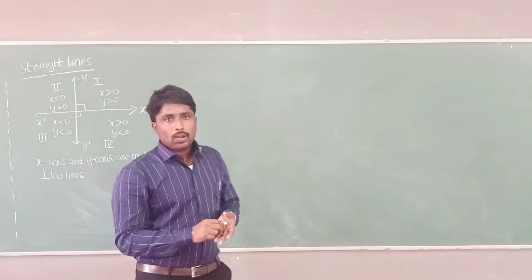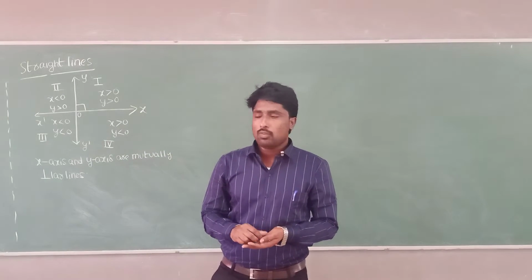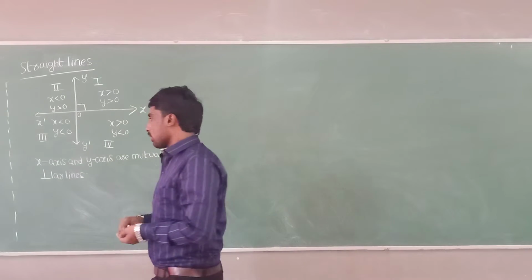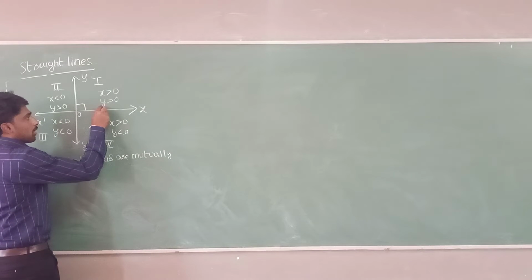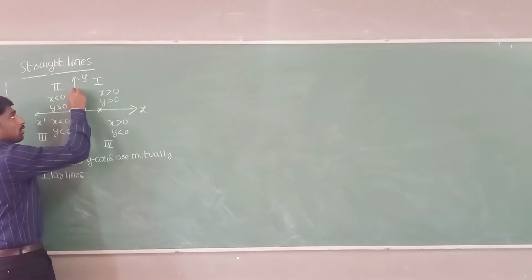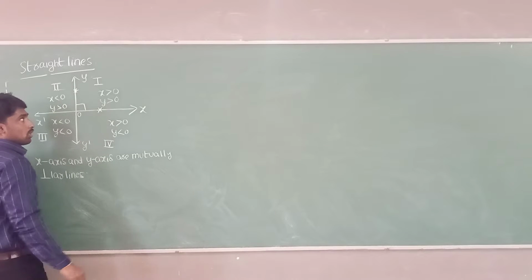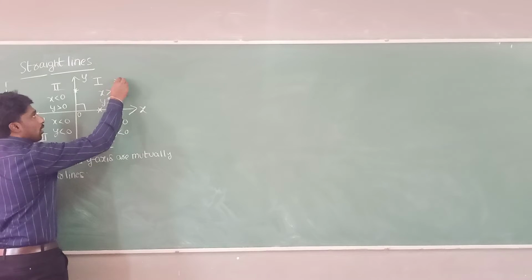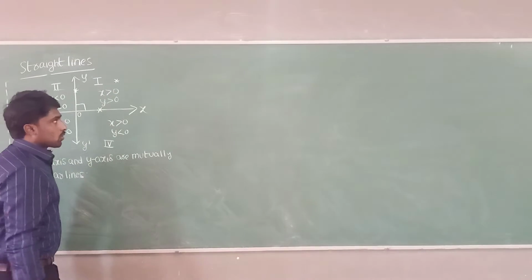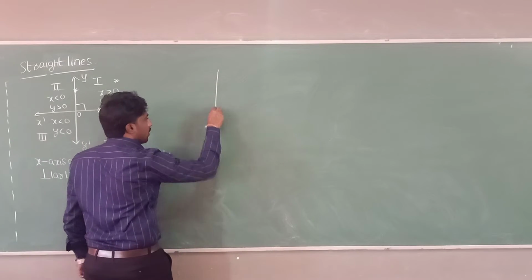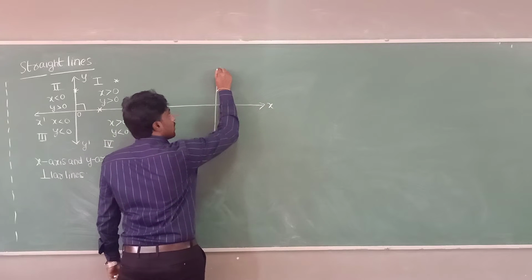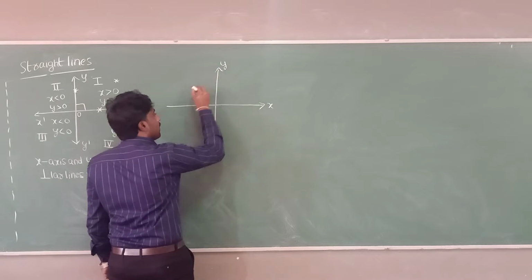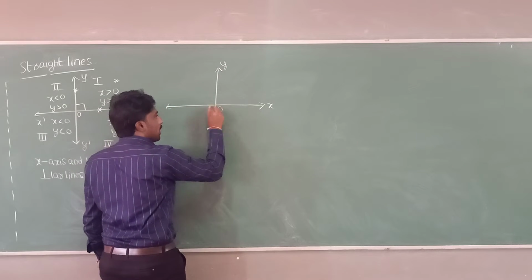Now, if you want to plot a point on the plane: if the point lies on the x axis, I can plot it like this, and a point on the y axis, I can plot it like this. But if a point lies on the plane, how do we plot it? I will show you in a diagram. So this is the y axis and x axis, and this is the origin.